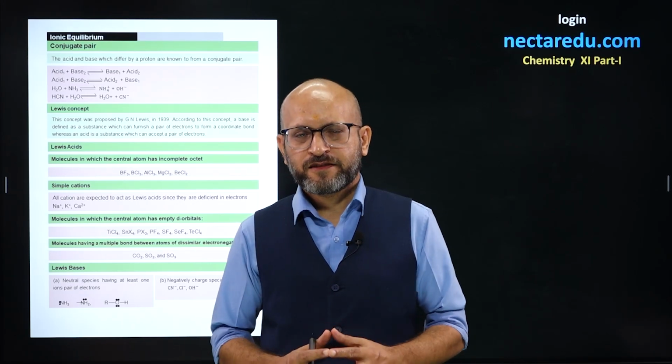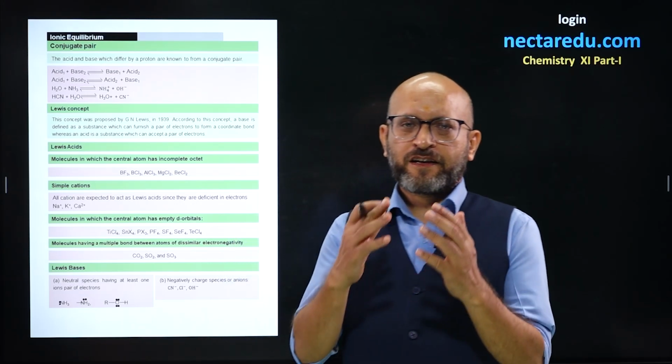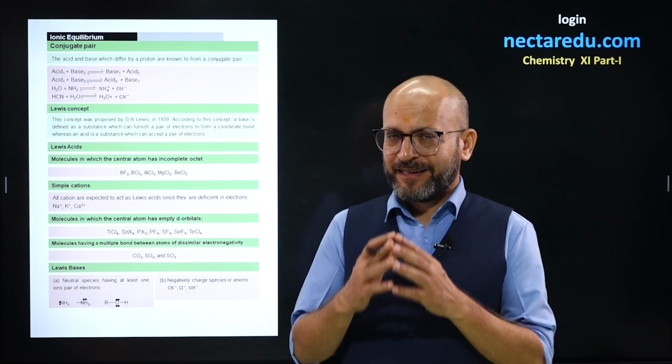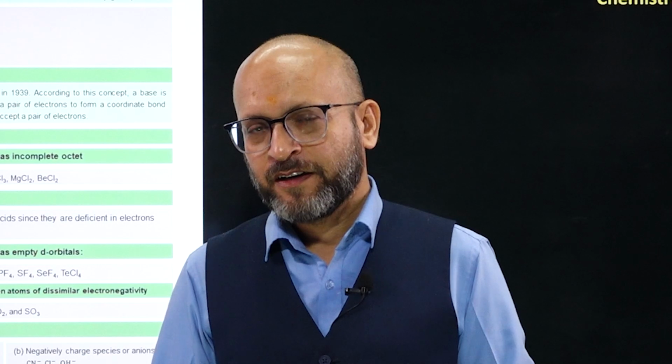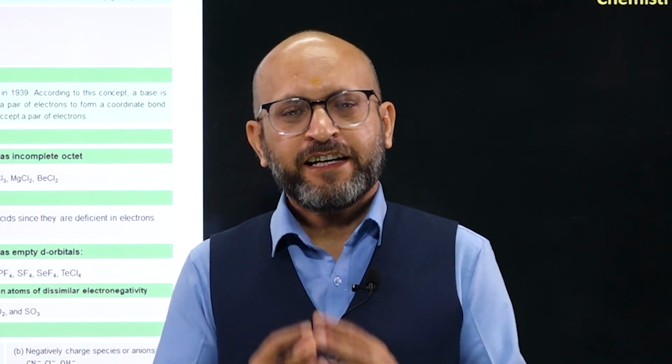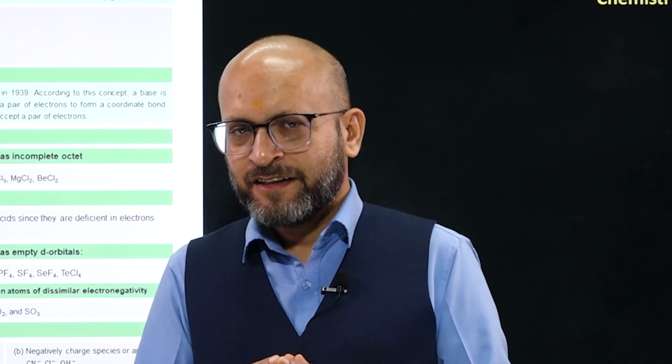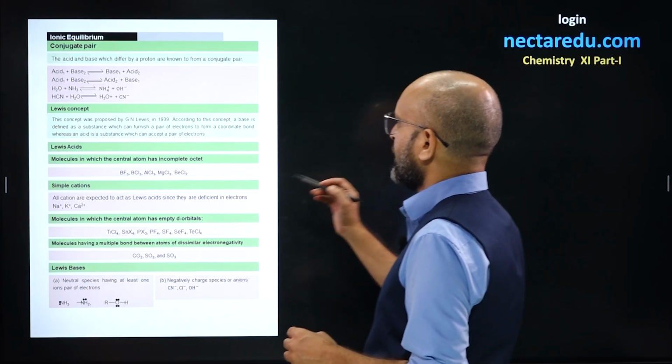Acids and bases. Acids were explained by Arrhenius theory, then Bronsted theory, and then Lewis acid-base theory. Bronsted acid-base theory explained the conjugate acid-base pair concept. So what was that? It has something to do with this.